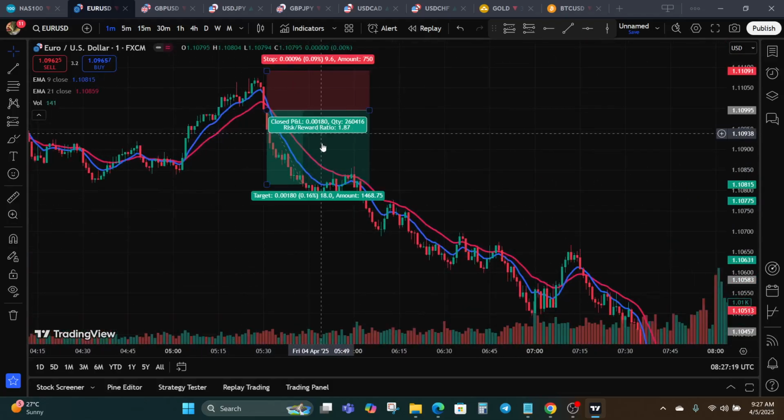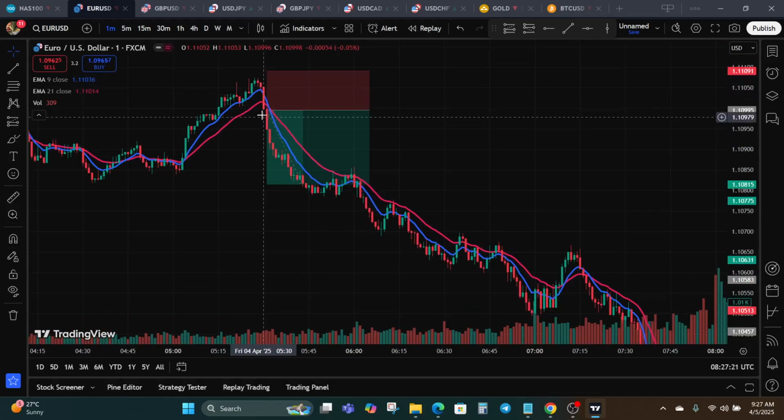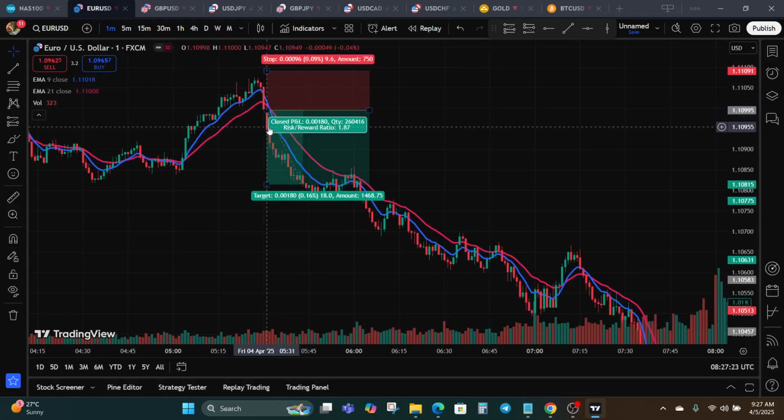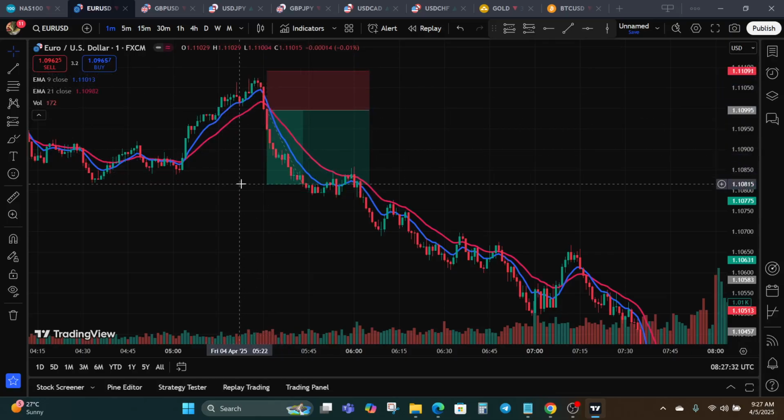Okay. Then in the case of a sell trade, once the 9 EMA drops below the 21 EMA, you enter your sell. Make sure that you have the bearish candlestick that supports that move. Enter your sell, stop loss above the recent swing high. Take profits around the support zones, just before the support zone. Remember that this is scalping.